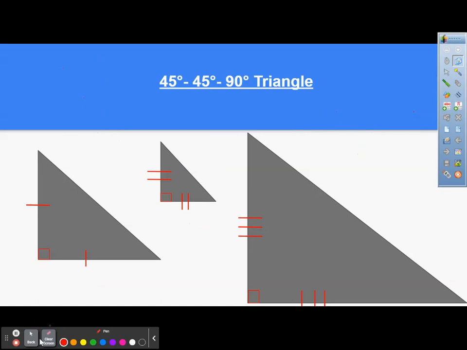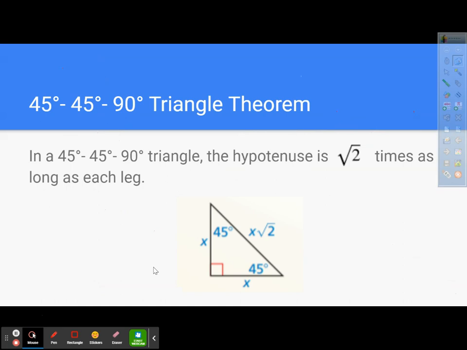Alright, so that brings us to the rule. The 45, 45, 90 degree triangle rule says, in a 45, 45, 90 triangle, the hypotenuse is the square root of 2 times as long as each leg. Okay, so make sure you fill in the missing blank up there at the top. In a 45, 45, 90 triangle, the hypotenuse is the square root of 2 times as long as each leg.